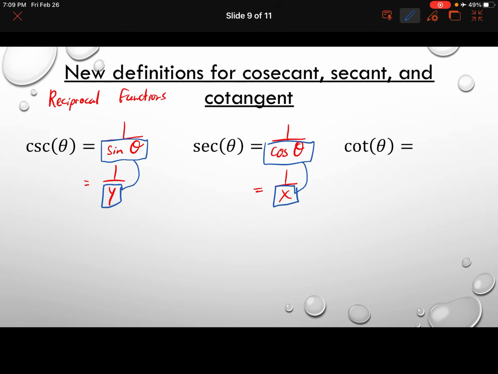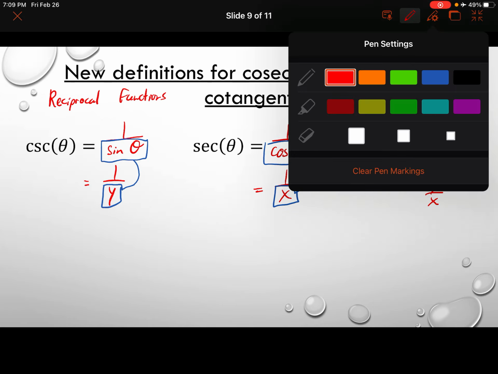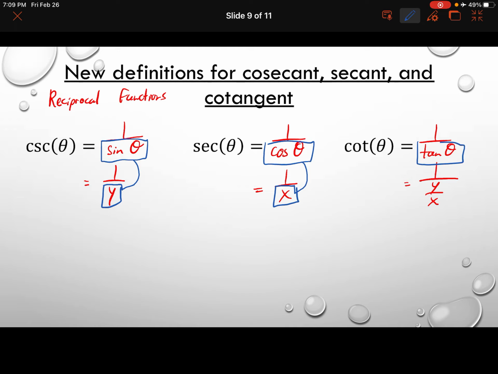And then finally cotangent. Cotangent is equal to the reciprocal of tangent, and we know tangent is equal to y over x. So we just replace the tangent with y over x. And we can actually rewrite this a little bit differently. Since it's the reciprocal, we literally just flip the fraction, so x over y. So that's cotangent.